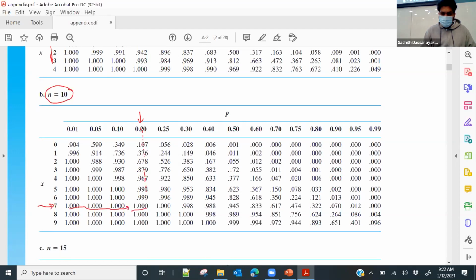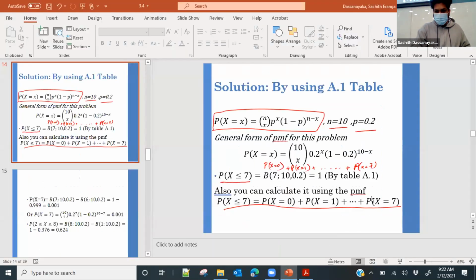What can you see? This is the value, right? Clear? 1 is the value. So yes, the answer is 1, which means probability of capital X less than or equal to 7 is 1. Don't get confused with that. 1 is again a probability value. That's the maximum, it doesn't matter.